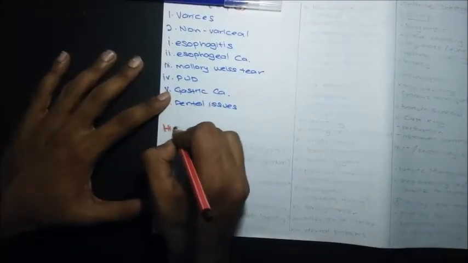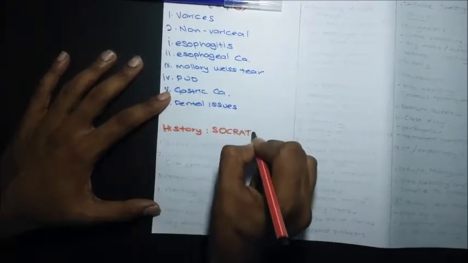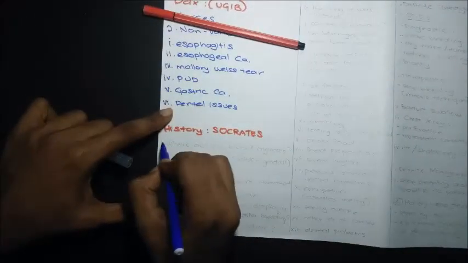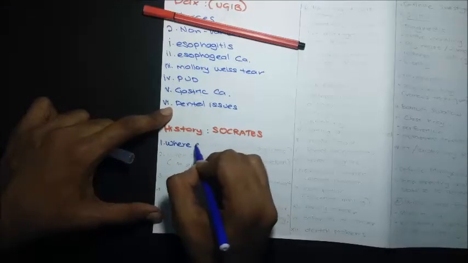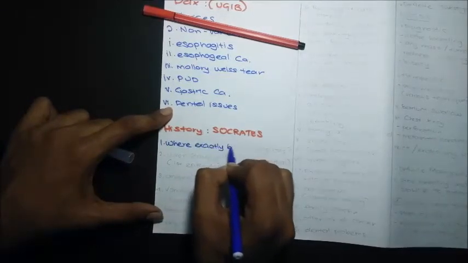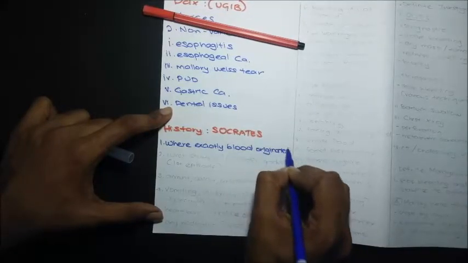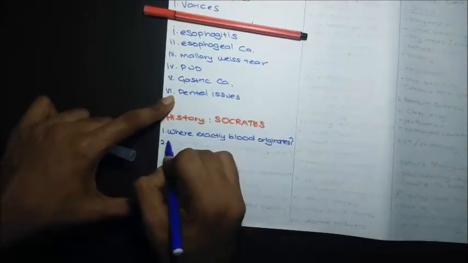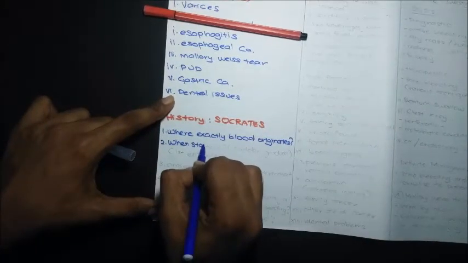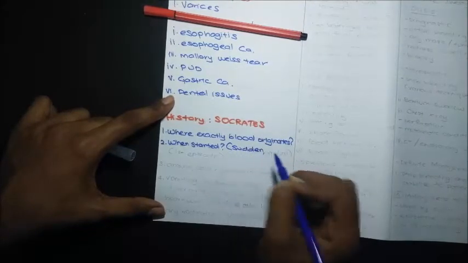So we move to the history taking. For the history taking, you usually use SOCRATES. We start from the site, where exactly the blood originates. As I mentioned before, it can be from the mouth, or maybe from the stomach or esophagus, so we need to ask the patient regarding this. The next question is when it started. Was it sudden or gradual? And then we need to confirm whether it's the first episode or whether previously they had a similar complaint.